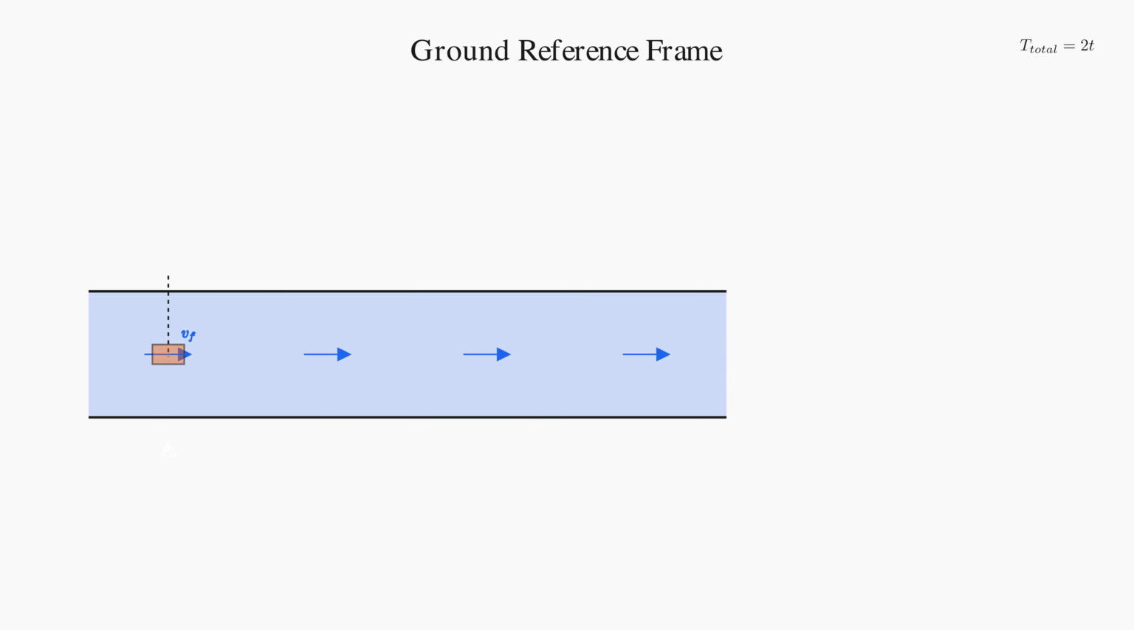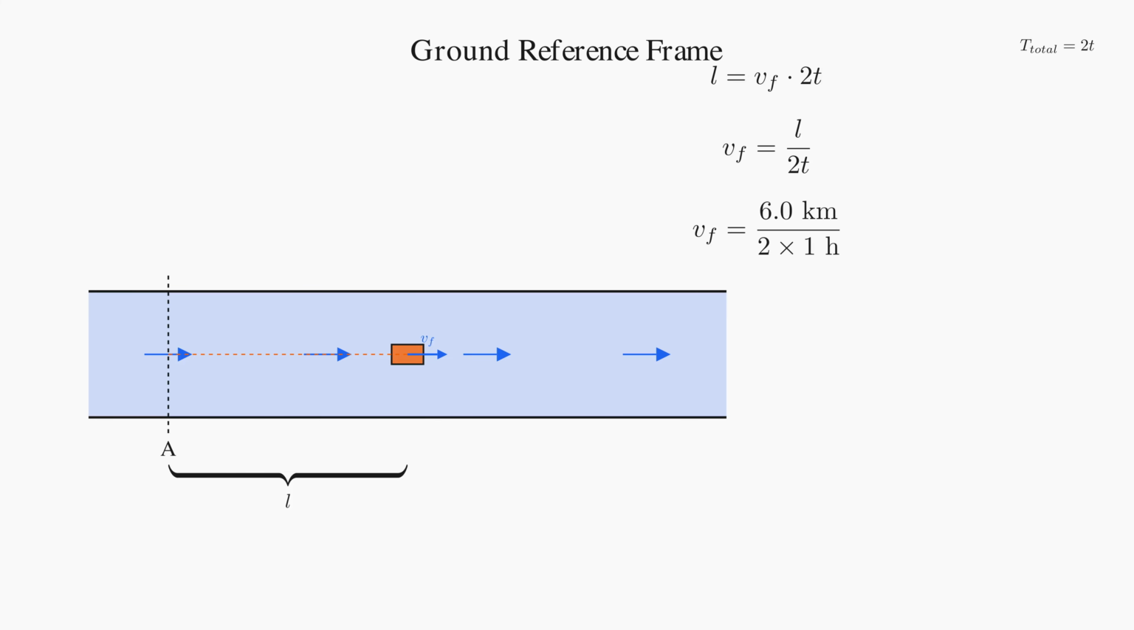In the ground frame, during this total time 2t, the raft drifts downstream with the current at velocity v sub f. The distance the raft travels equals its velocity times the total time. That distance is L, which equals v sub f times 2t. Solving for v sub f, we divide both sides by 2t.